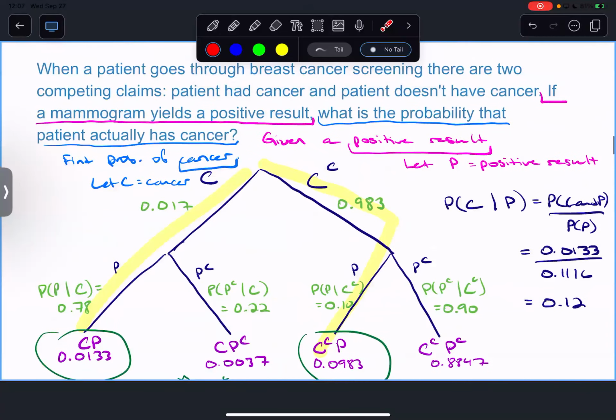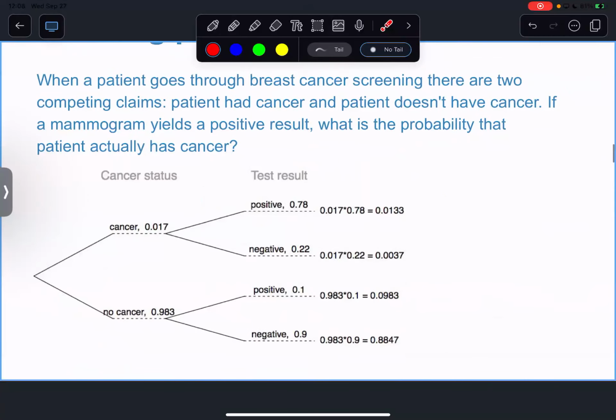I think we just solved this. That was sloppy. Don't need that slide.